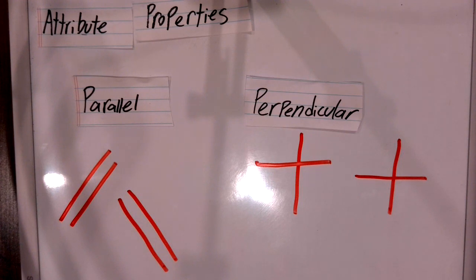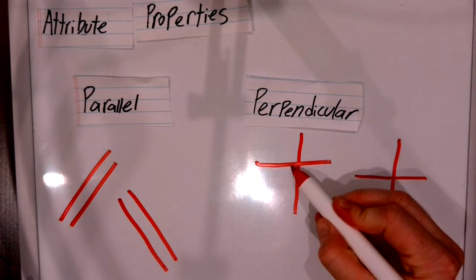Parallel lines are lines that will never meet or intersect. They have the same slope, so they will never touch no matter how far they go. We can see parallel lines on railroad tracks or the blue lines in your notebook paper. Perpendicular lines are the opposite. They intersect and they form a right angle.